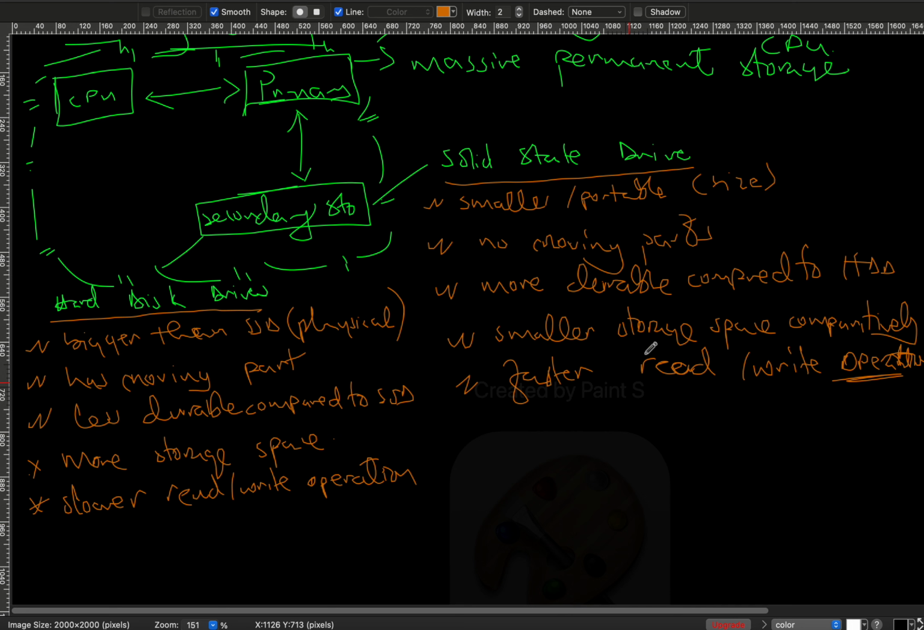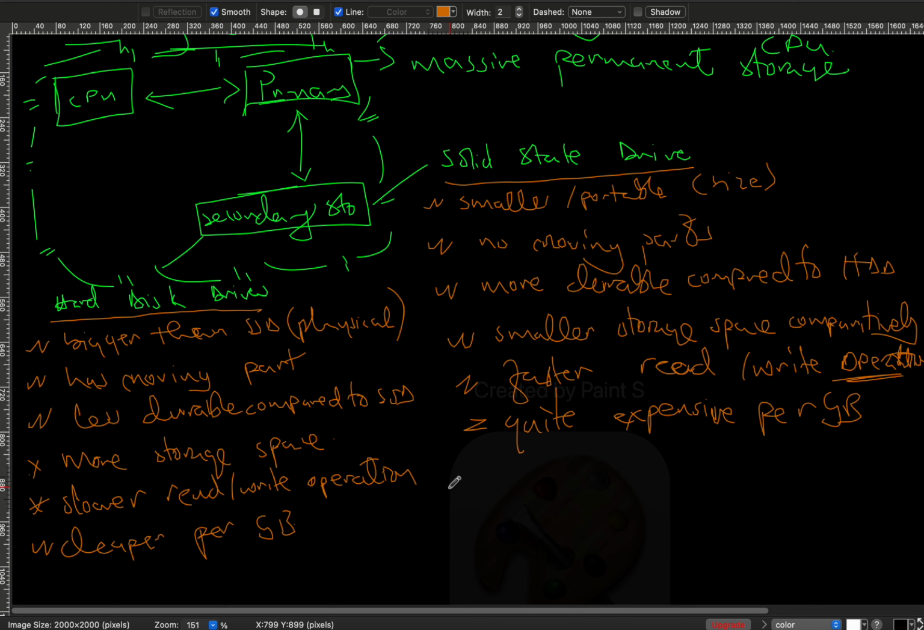You get the point? All these advantages come at a cost. So at the point of recording, of course, the SSDs are quite expensive, right? Quite expensive per gigabyte, as compared to these guys. These are quite cheaper now. So we're just comparing these two guys. At the time of recording, they are quite cheaper per gigabyte. You get the point? So that's basically what we have as far as these guys are concerned.